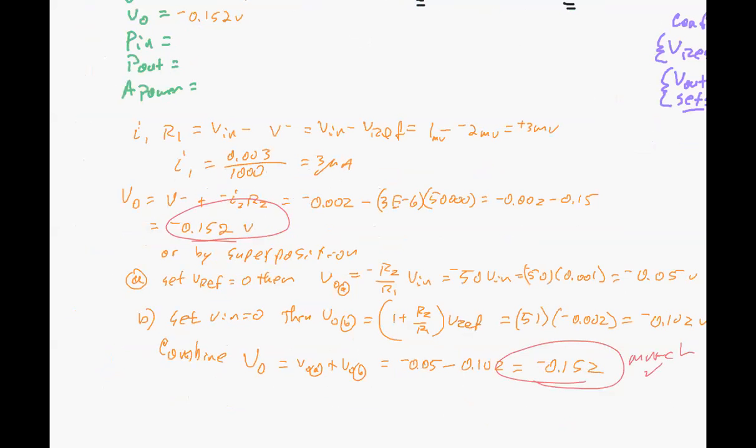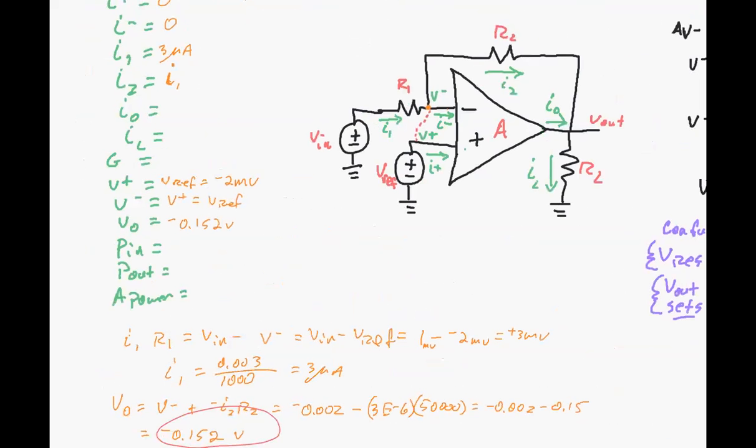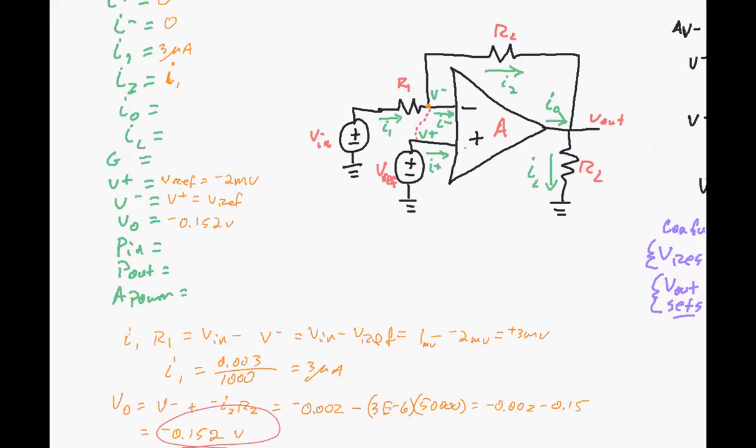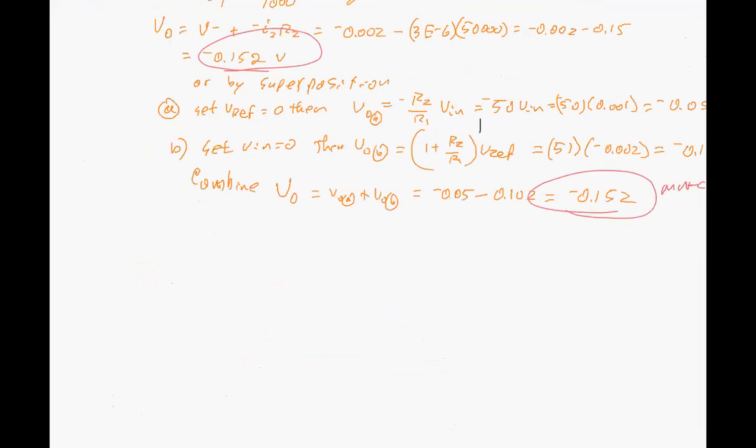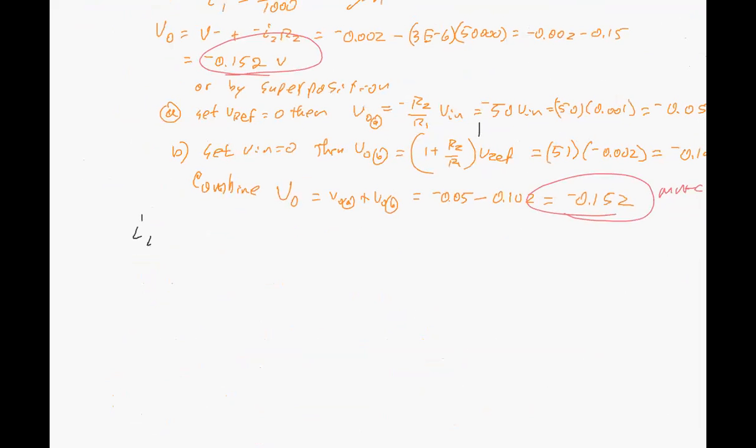So now that we know V out, we can find IL, the load current right here. IL is equal to V out over RL, which is minus 0.152 volts over 2000 ohms, which is minus 76 microamps.